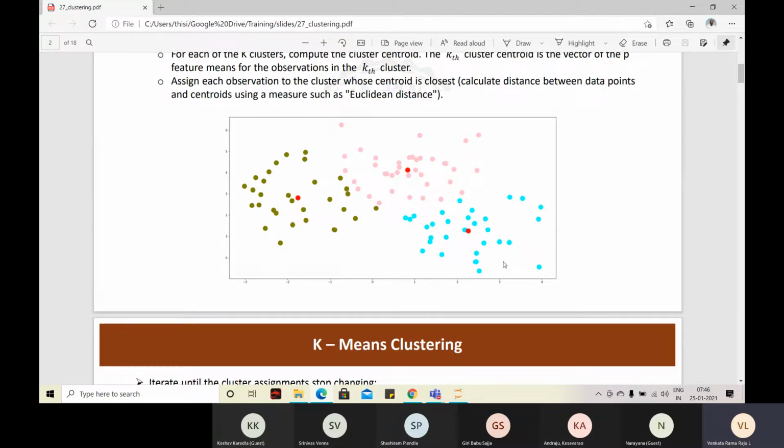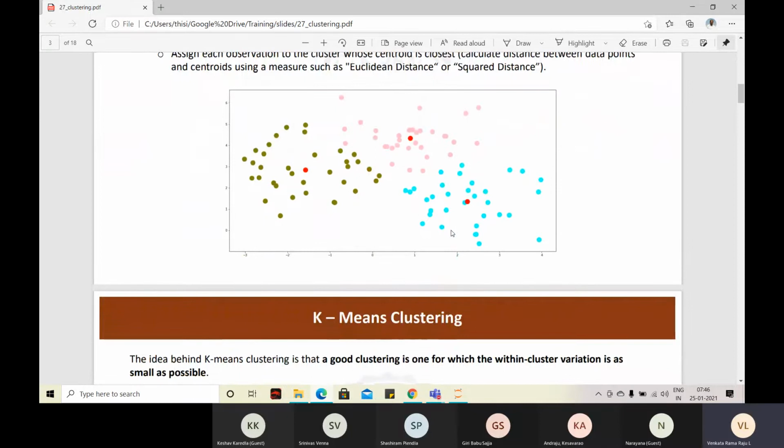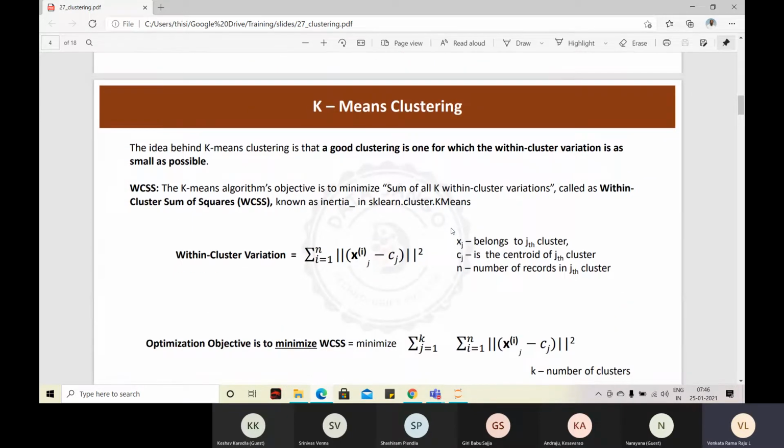Again it calculates the mean of all the data points within a cluster, and then does the same thing again, right? So it tries to find the data points closest to the mean and groups them around that centroid. You have seen how exactly it is moving around, right?